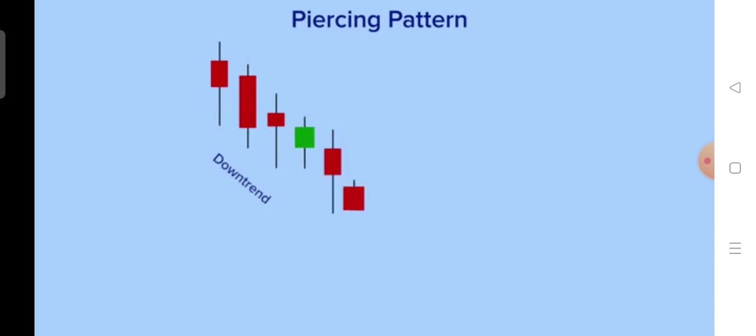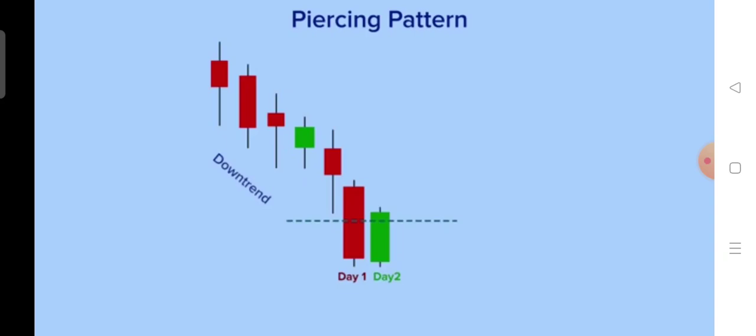First, the precondition is that there has to be a downtrend, and after that there should be a red candle day. That is the continuation of the downtrend itself. Now, on the next day, if a candle opens below the close of the previous day, that is, opens below the body of the previous day, and then it moves higher and closes above the 50% of the body of the red candle, then it is considered to be a bullish reversal pattern. This is called a piercing pattern.